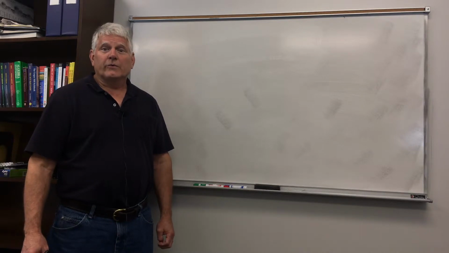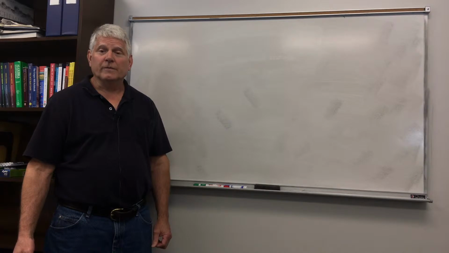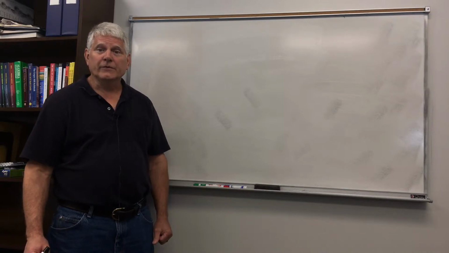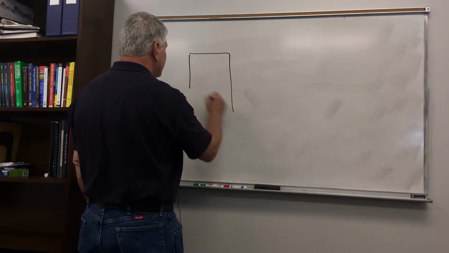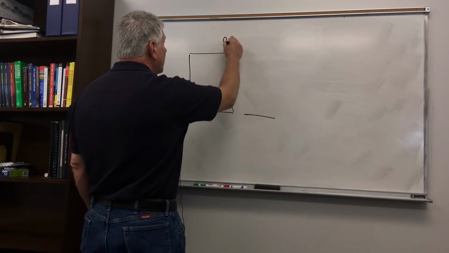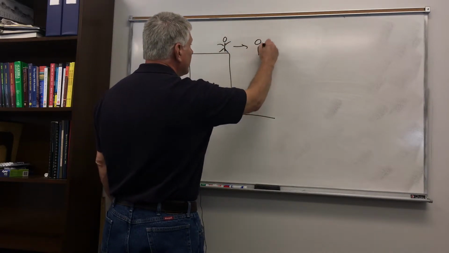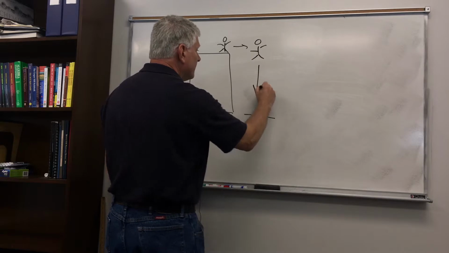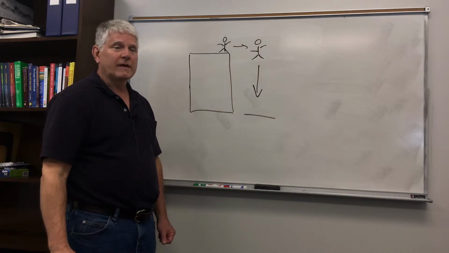When we look at our world around us, we find that some processes occur naturally or spontaneously and others don't. Let's consider a couple of examples. Say I have a building and the ground, and I climb to the top of the building, and if I step off the building, then spontaneously I'm going to fall to the ground because of the force of gravity.